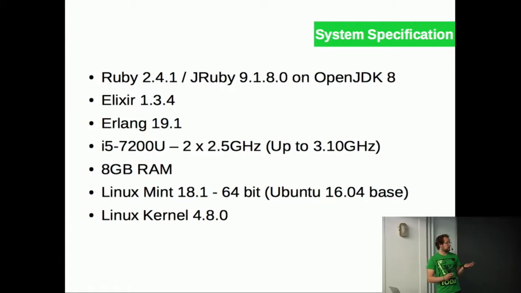Secondly, please give me your system specification. So for the benchmarks I ran here, you will see that I used Ruby 2.4, Elixir 1.3.4, and you can see the specifications of my little laptop there and even the Linux kernel version I'm running on if you want to attack my computer.